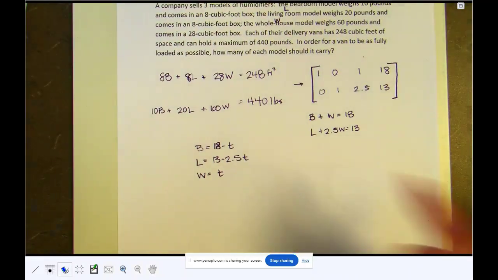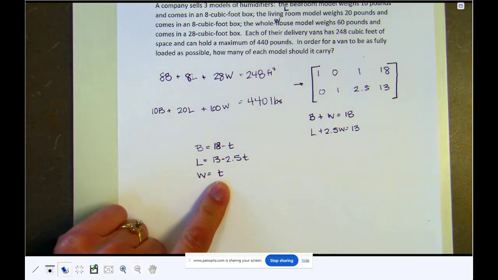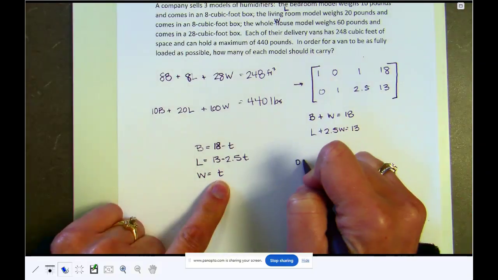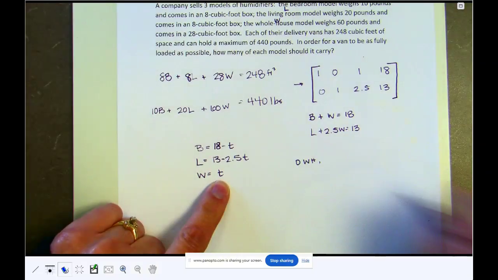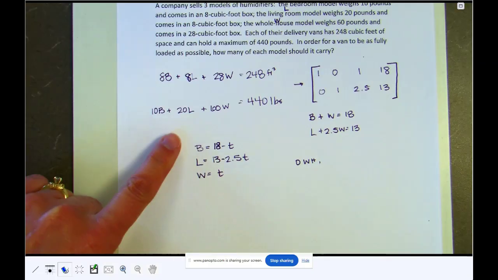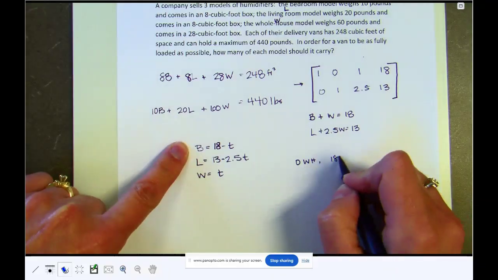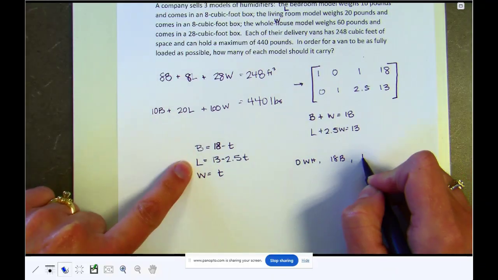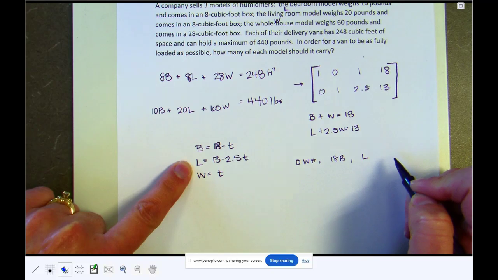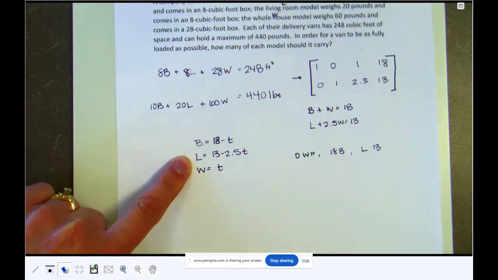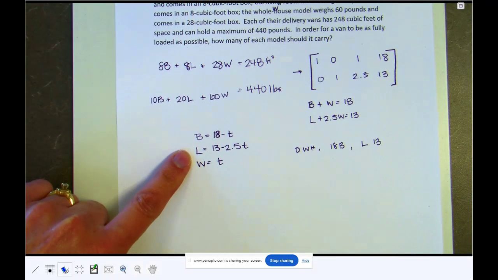So the first, what's the lowest value the W could be? 0. So if you have 0, so that's 0 whole house ones. I'm not writing out whole house. If I have 0 of those, how many B's can I do? 18 B's. And how many L's? 13.